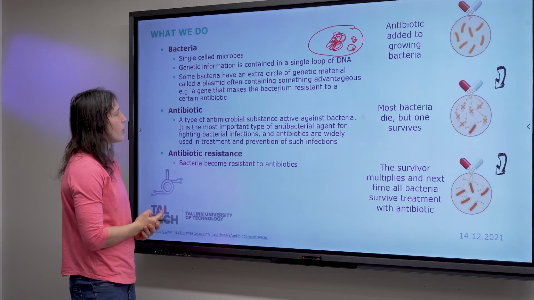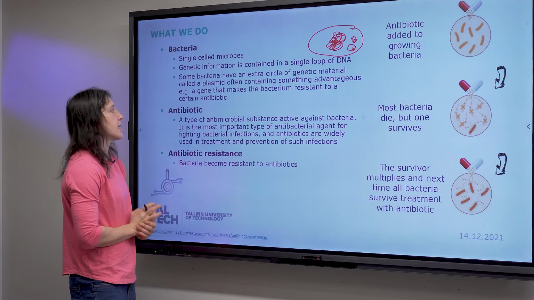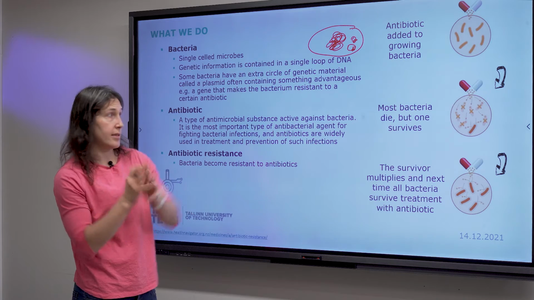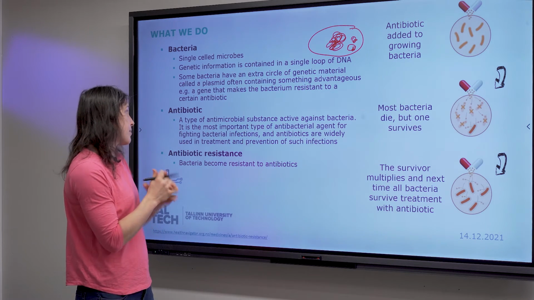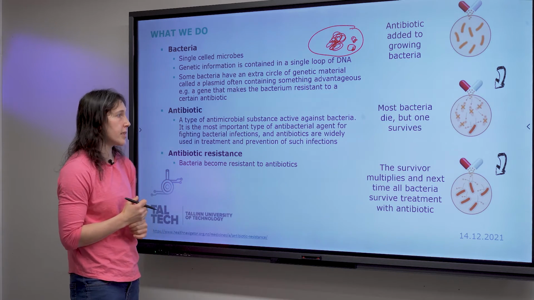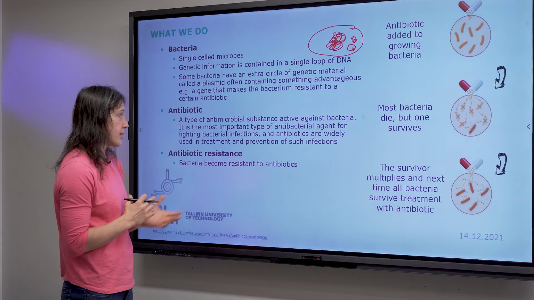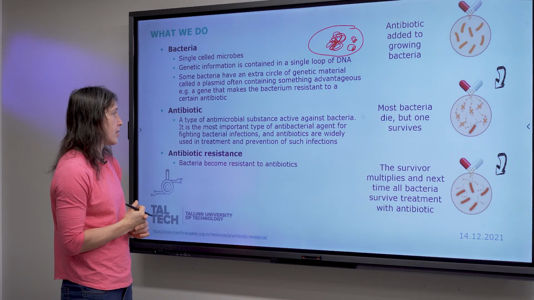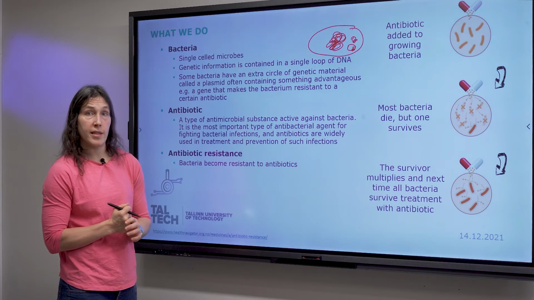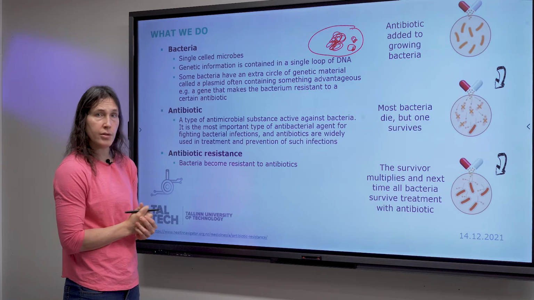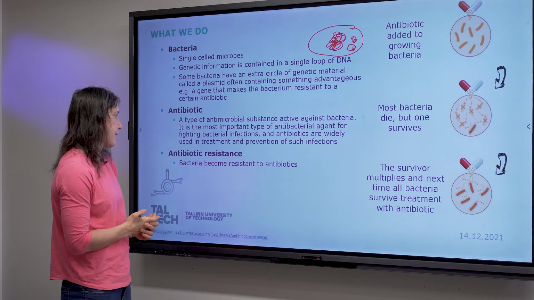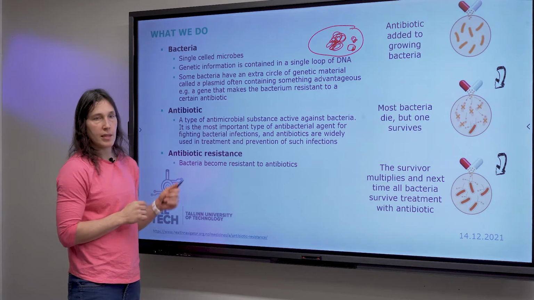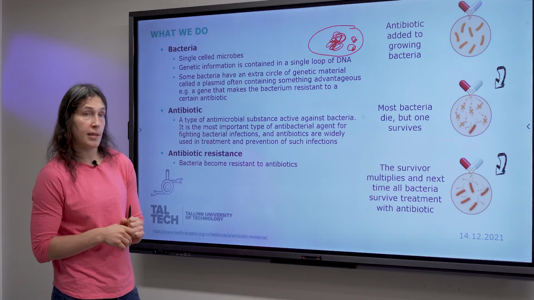And what then is an antibiotic? That is a type of antimicrobial substance which is active against bacteria. It is the most important type of antibacterial agent for fighting bacterial infections, and antibiotics are widely used for treatment and also to prevent infection. So antibiotics are really crucial in our society. But then finally, what is antibiotic resistance? Well, that is when bacteria become resistant to antibiotics.